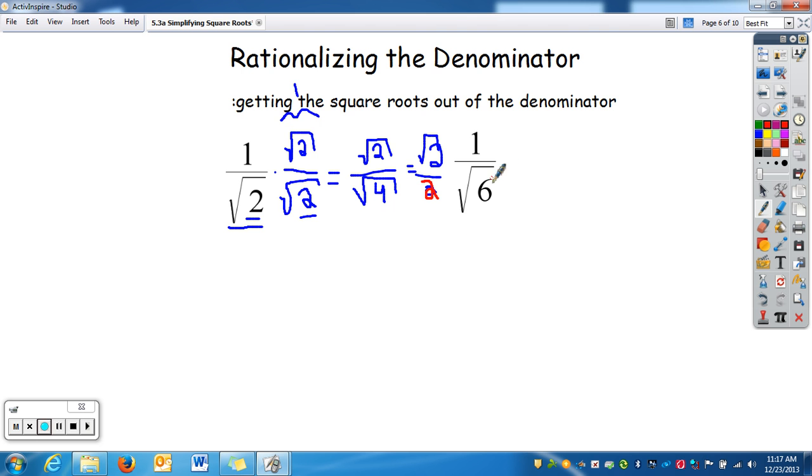So let's do this one. I multiply my root that's in the denominator, top and bottom. Now, if I did not have a root in the denominator, I do not need to do this. It's only when you have a root. We cannot have a square root in the denominator, in the bottom. So I go 1 times root 6, which is root 6.